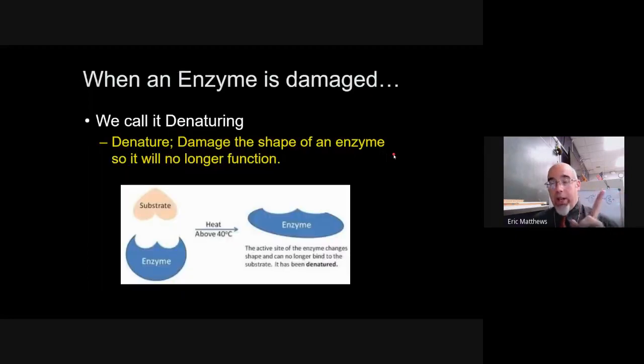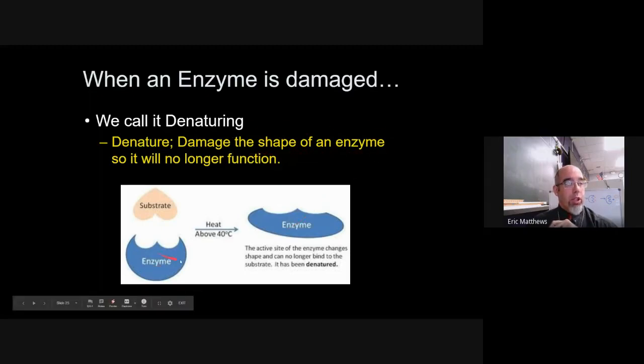And that is because temperature and pH will both denature. We saw this once when we were talking about proteins before. Now we're using it specifically to talk about enzymes. So when you denature an enzyme, you are changing the shape of the enzyme so that it will no longer function. Here is what the enzyme should look like.